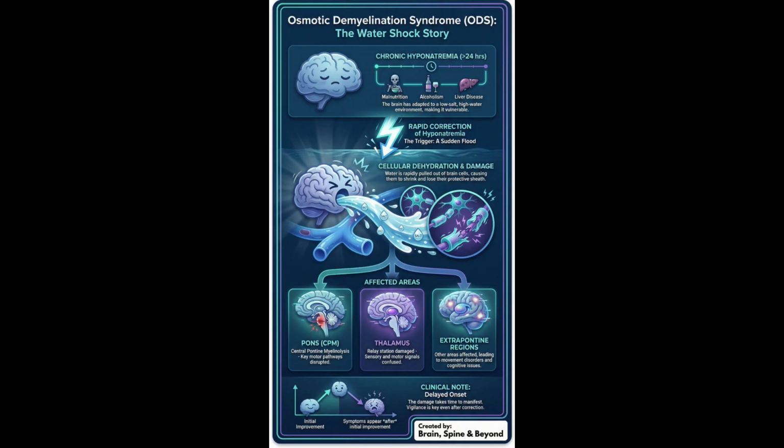Yes, because it takes a few days for the mechanically injured oligodendrocytes to fully die and for the myelin to dissolve. But as the insulation rots away in the central pons, the power grid fails. And because the pons contains the main descending motor tracts, the corticobulbar and corticospinal tracts, the failure is devastating.